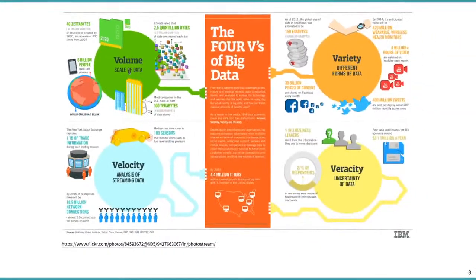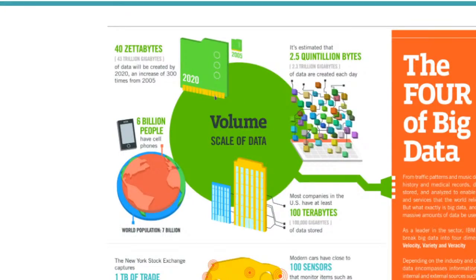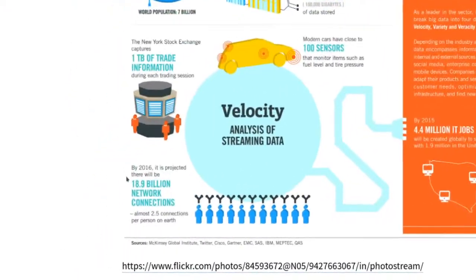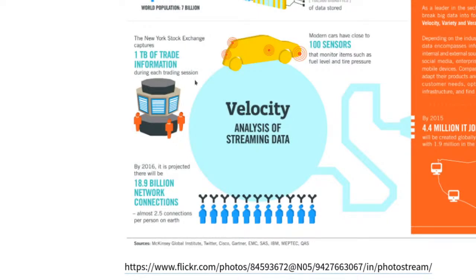Volume just focuses here on the large sizes. So 40 zettabytes, these are 43 trillion gigabytes of data will be created last year. These are just big numbers. Velocity means that the data is generated very quickly. So here 18.9 billion network connections. In a year, I think this is.